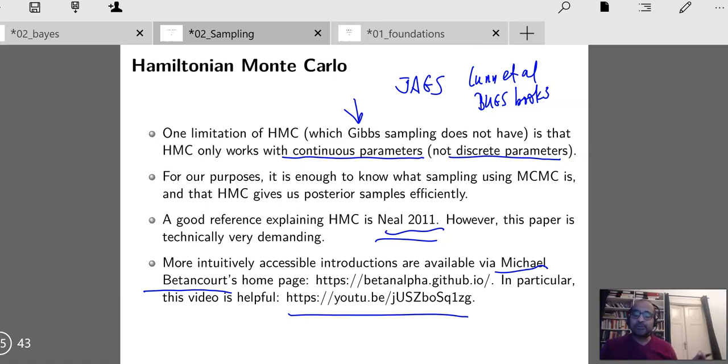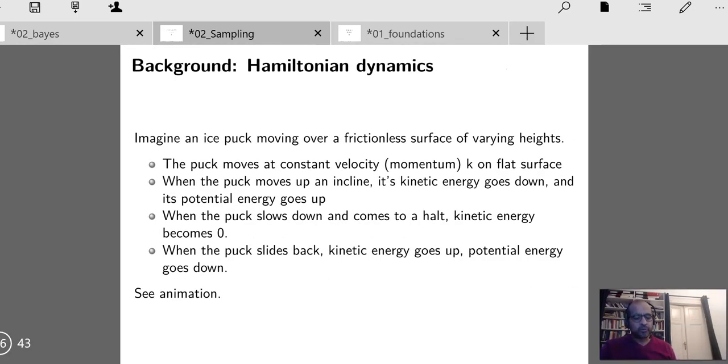Right now, in this fast-moving one-week course, I think I can move pretty superficially through this Hamiltonian Monte Carlo approach and give you just a quick intuition for what the basic idea is. So as I said, the basic idea is that we are assuming that there's an ice puck moving over a frictionless surface.